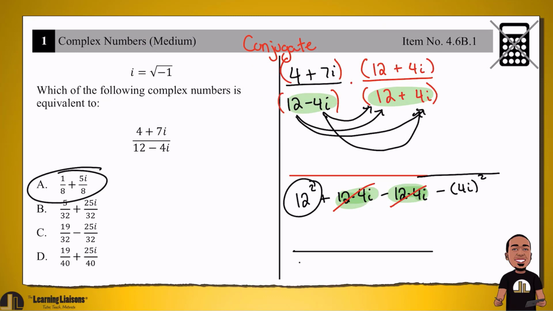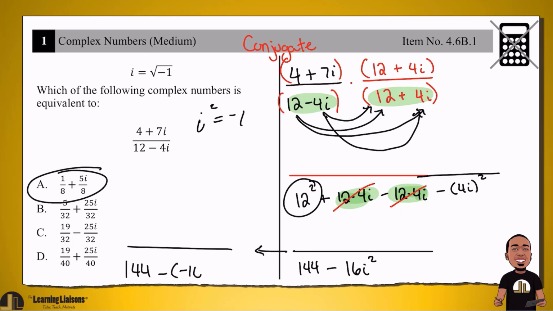12 squared, 144, minus 4i squared. And so remember, when we do that, we're going to have minus 16i squared. Remember that i squared, we need to know this fact here. i squared is the same as negative 1. So if I'm going to go ahead and just draw this to the right here, this is going to be 144 minus negative 16, which will in turn become plus 16. And then we can just erase this altogether and write it out as 160, because 144 plus 16 is 160.